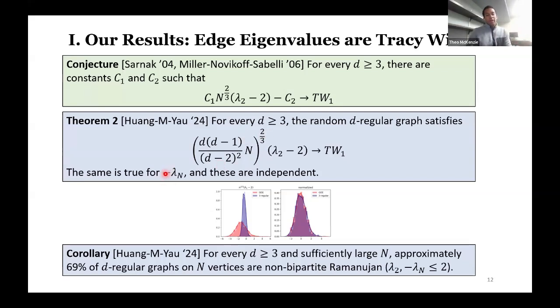Moreover, the same is true for minus lambda n, and also lambda 2 and minus lambda n are independent. And so what this means is that, in fact, a majority of d-regular graphs are not quite Ramanujan. This happens with probability about 69%.